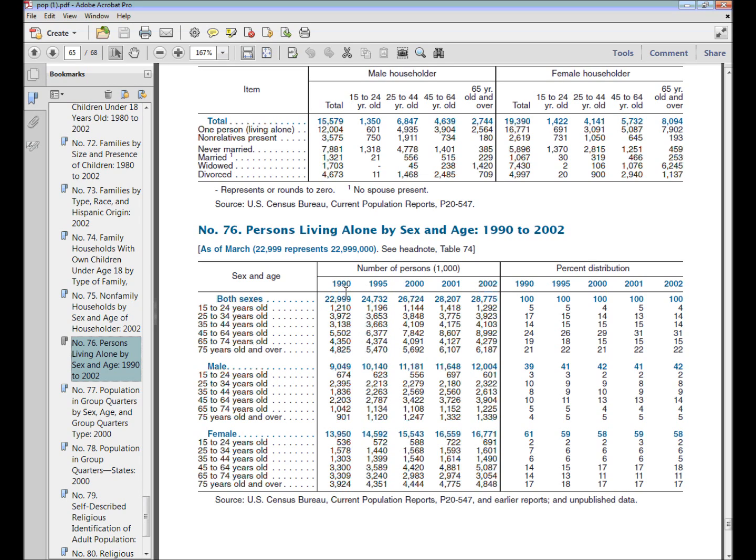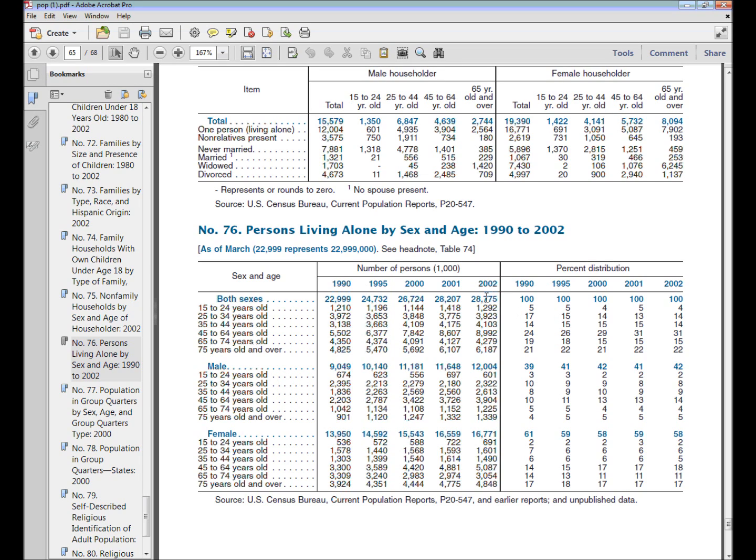So in 1990, there were 22,999,000 people living alone. Of that 22,999,000, 9,049,000 were men, and 13,950,000 were women. And then we can see it further broken down into age groups within. So then when we look over here, this is the percent distribution.